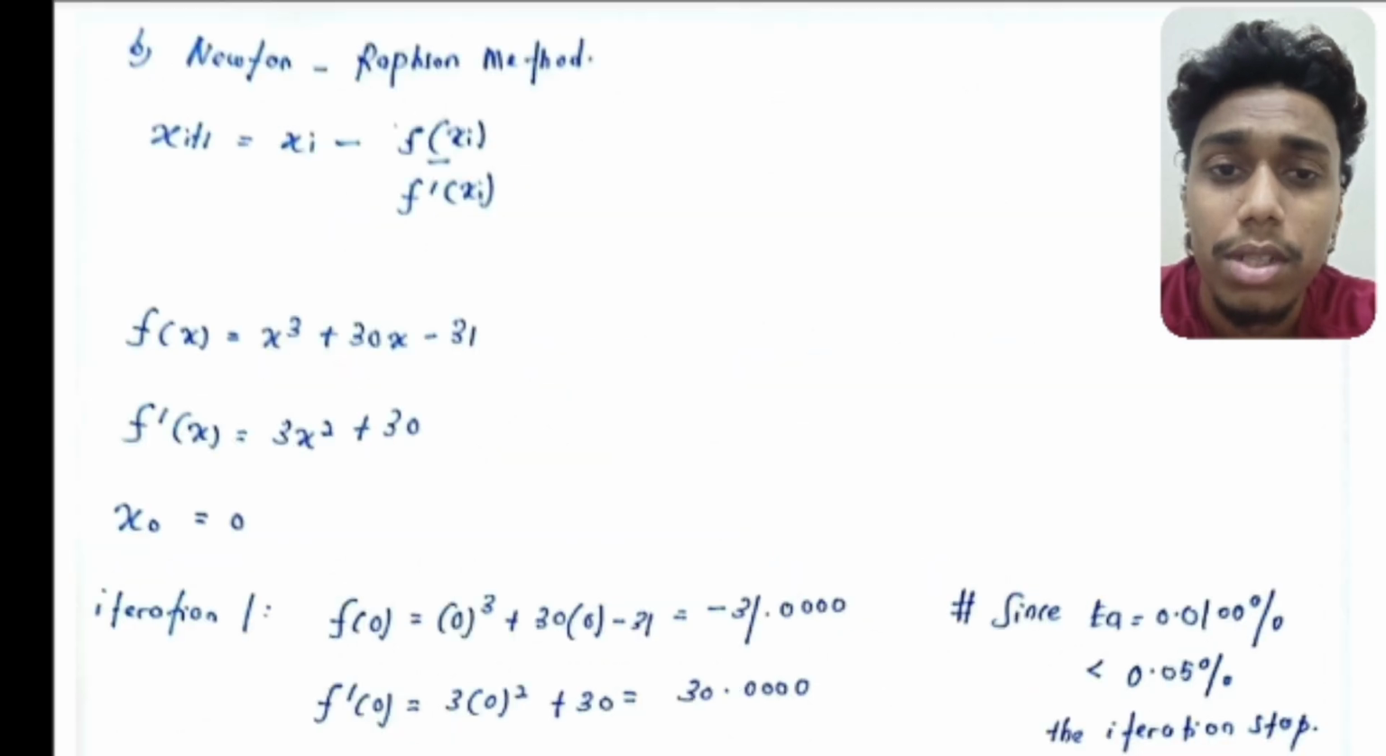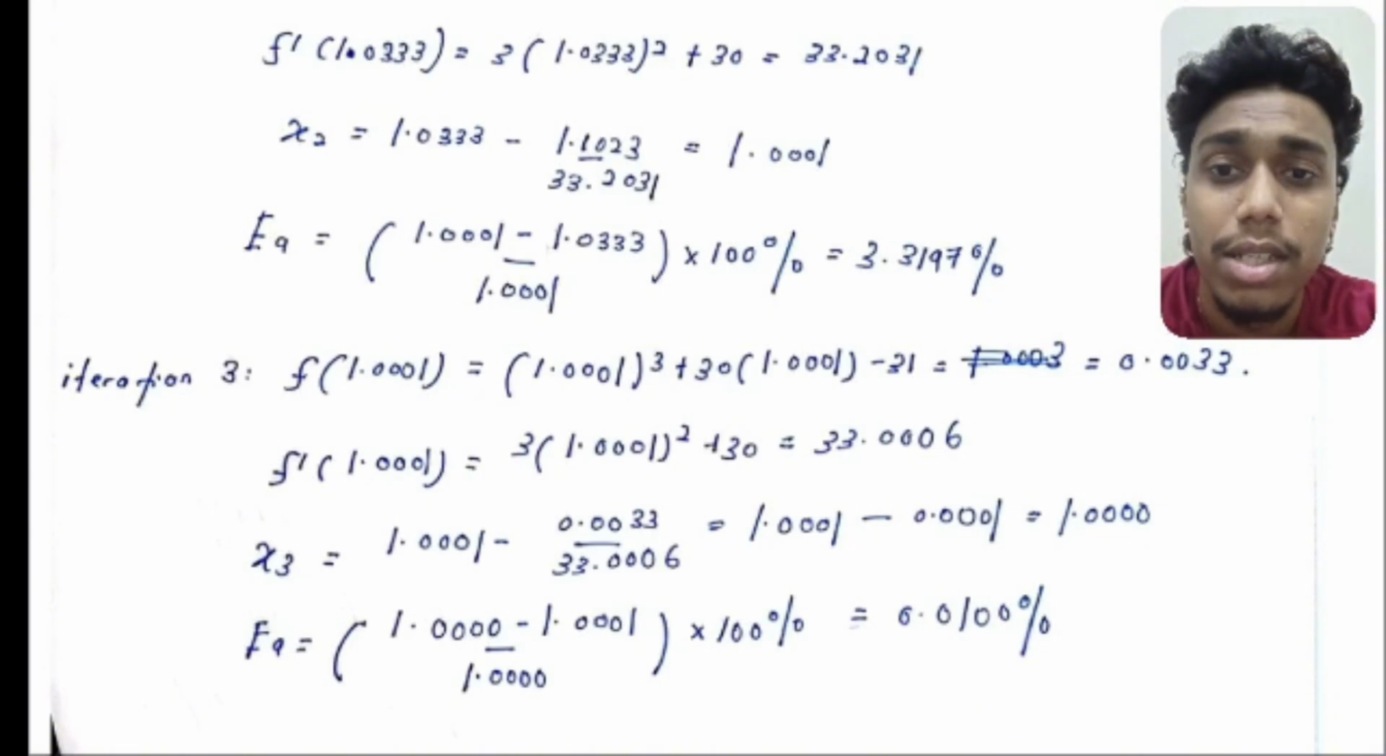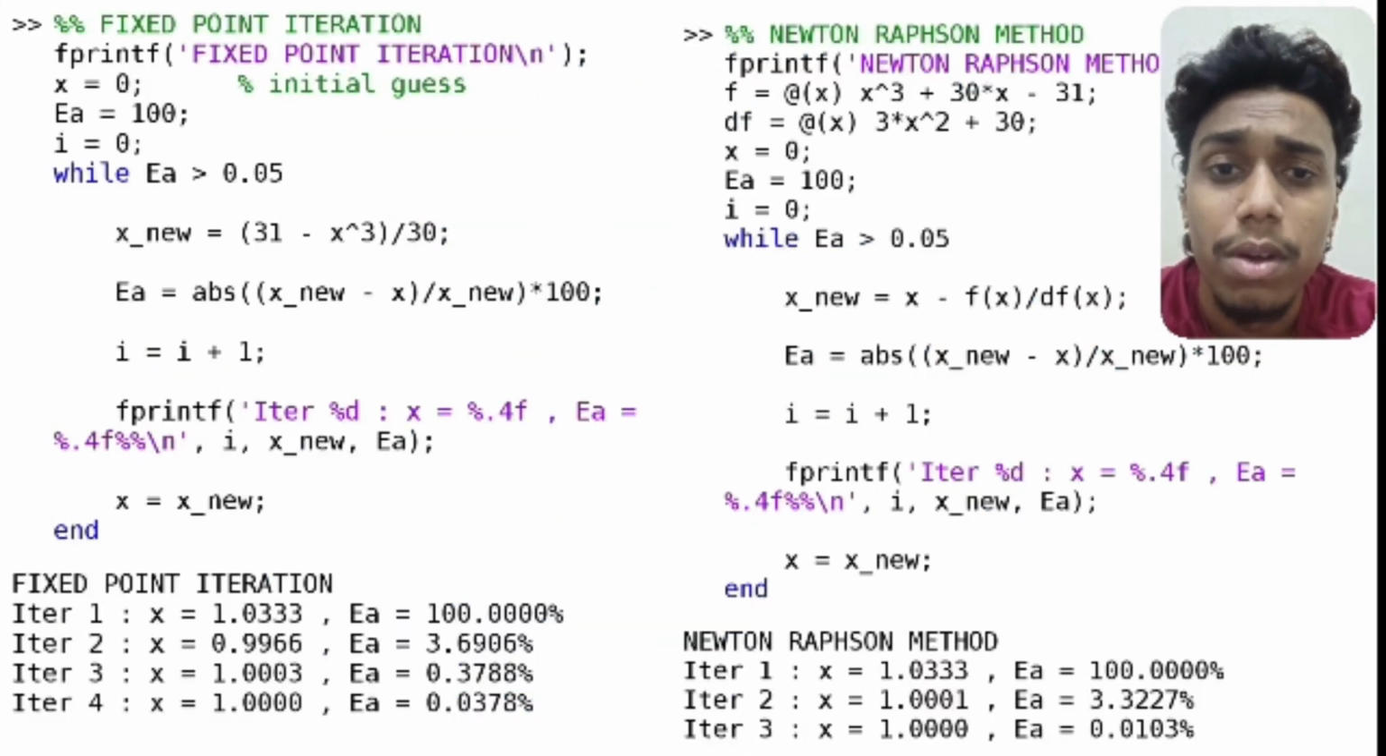Next, we apply the Newton-Raphson method using the formula shown here. The derivative of this function is f prime of x equals 3x squared plus 30. This method converged faster. After only 3 iterations, the solution also reached x equals 1.0000 with a very small approximate error. We also developed MATLAB code for both methods. The MATLAB output matched the manual calculation, confirming that our solutions are correct and accurate.